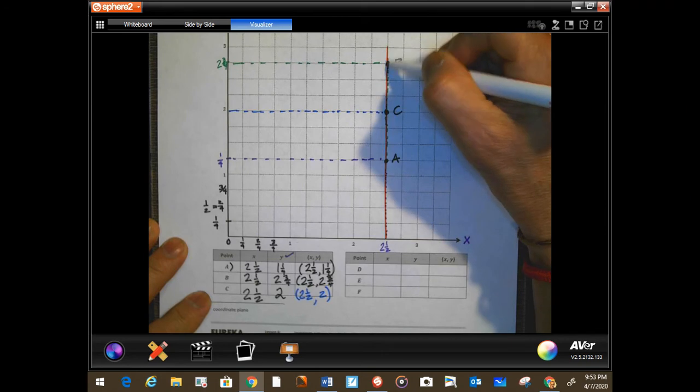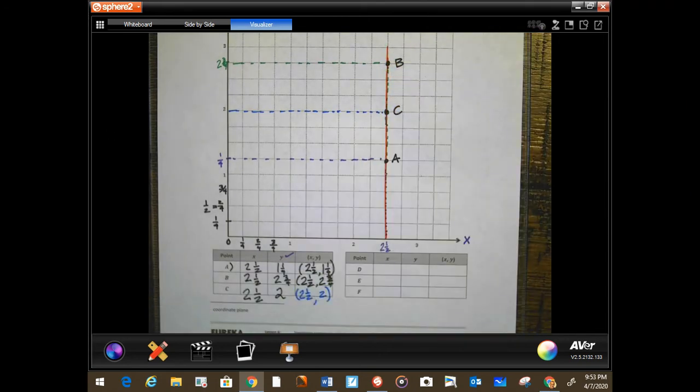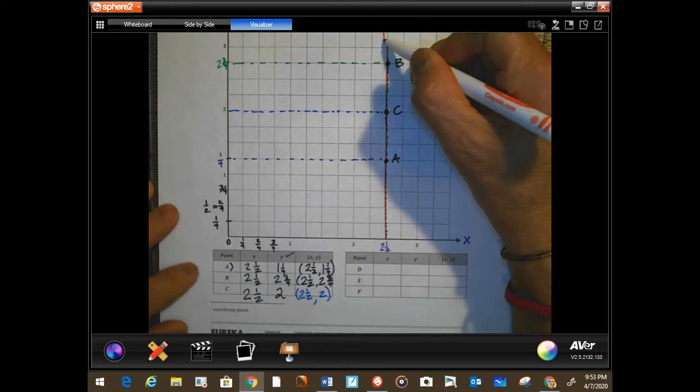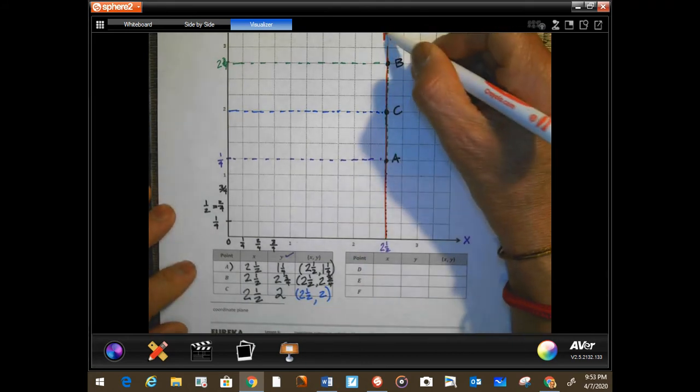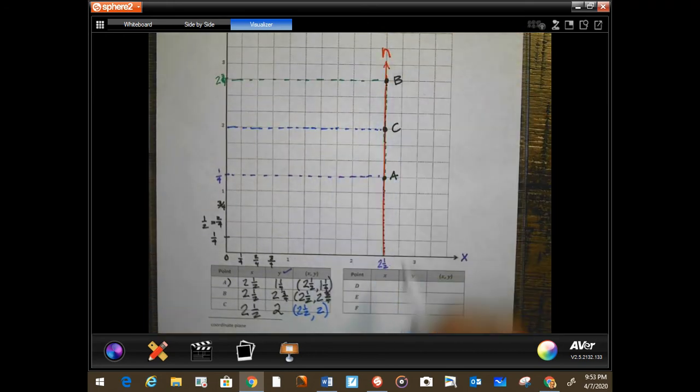Okay, and we're going to label this line. Let's give it a letter. So let's say this is line N. We just labeled it. This is line N, segment A, N. Okay, let's create another line.